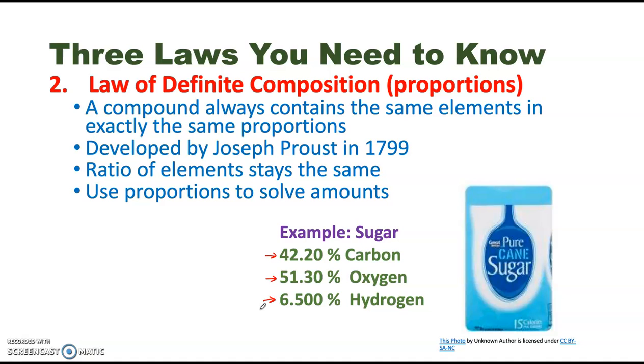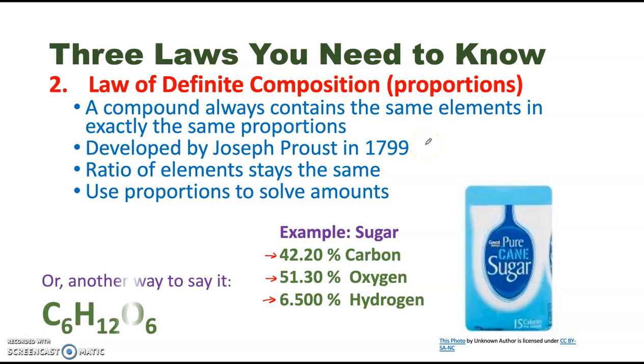It says if you have sugar, it will be found in this exact ratio. You can go all the way across the world, find more sugar over there, same exact thing. It's not like sugar is different in composition depending where you get it from. Now, if you have a different type of sugar, that's another thing. But another way to put that is the formula is always C6H12O6.